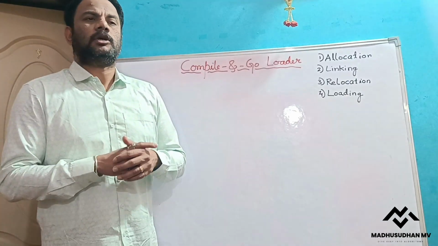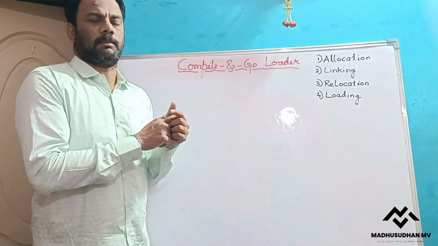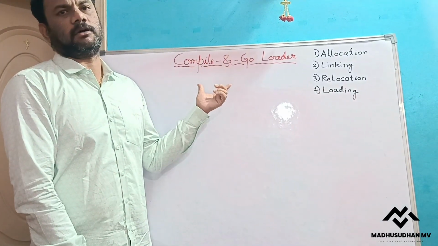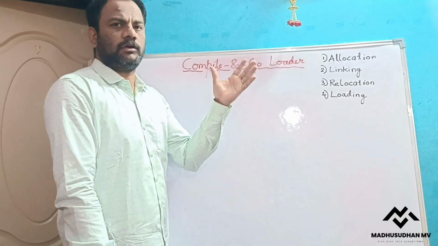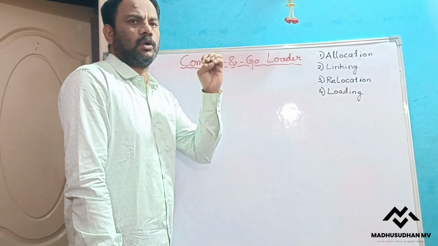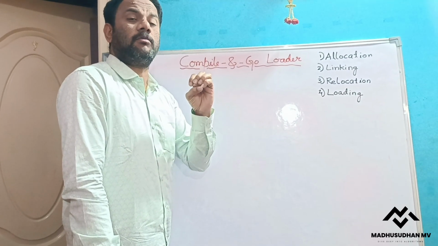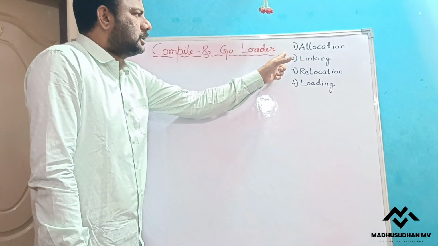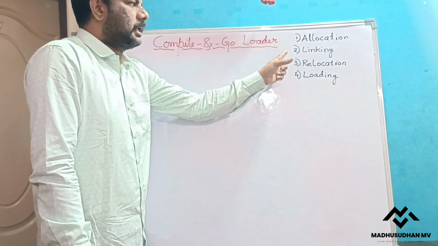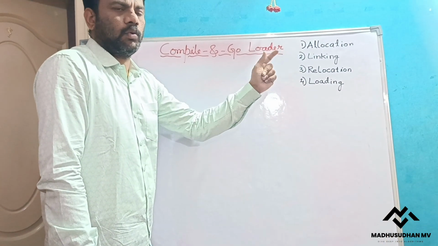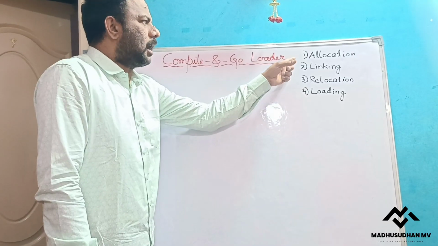If anybody has not watched it, please first watch the previous video and then come to the types of loaders. Okay, so in the last video I explained the major tasks performed by any loader. These are the four: allocation, linking, relocation, loading. Quickly I will go through these points.